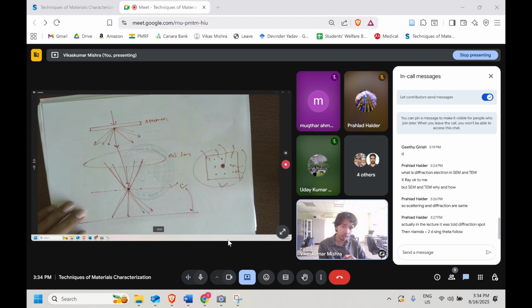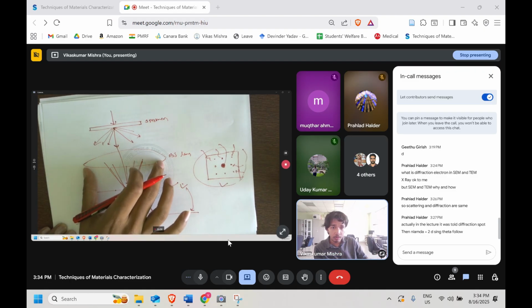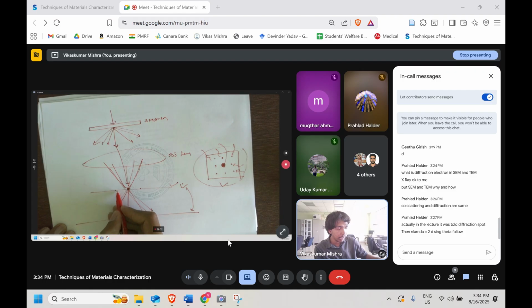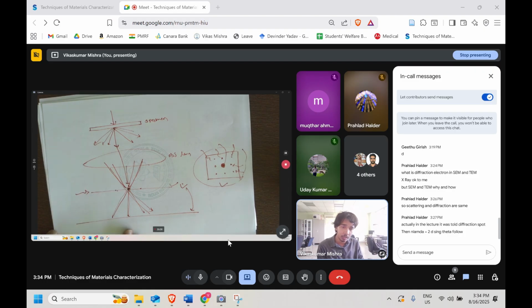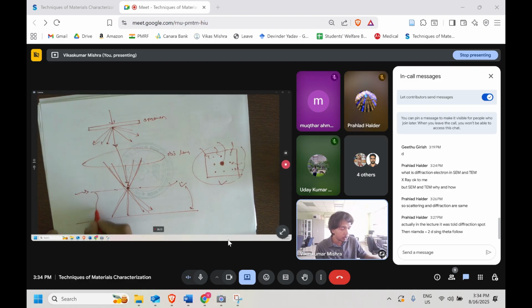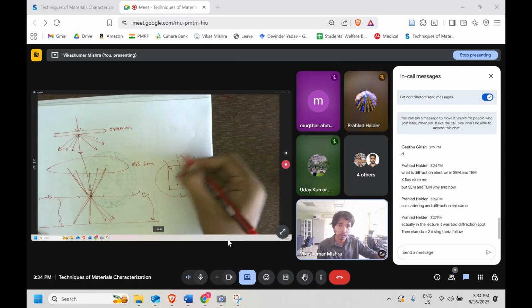But let us say you are the operator and someone came and told you that no, I don't want to see the image, I only want to see the diffraction pattern. In that case, what will you do? You will strengthen this objective lens in such a way that the focal length will change. Instead of the focal plane being over here, you will shift the focal plane to your screen. In that case, you will see these particular spots.